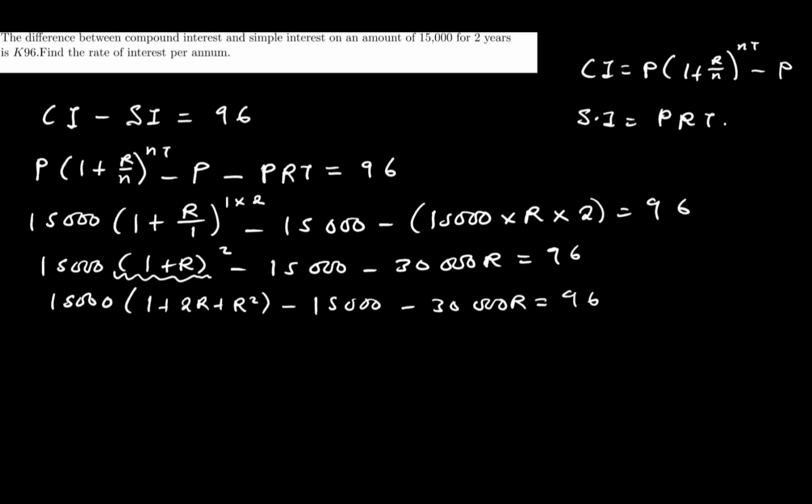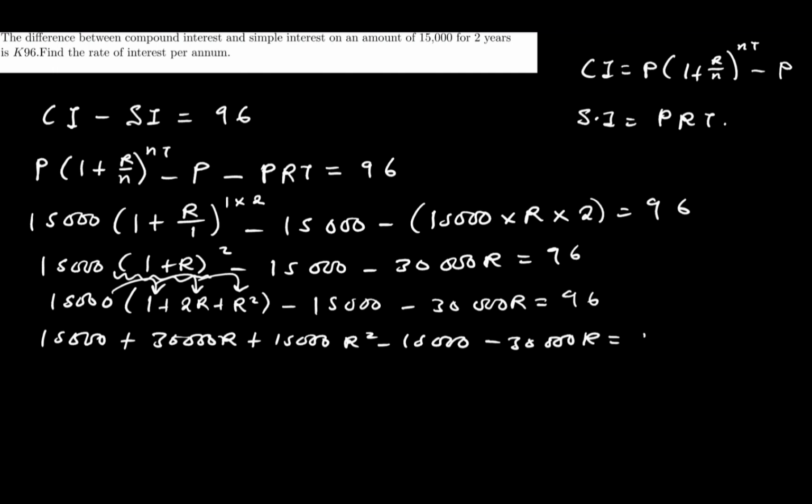If we expand this value to every value within the parentheses, we have 15,000, then plus 30,000 R, then plus 15,000 R squared minus 15,000 minus 30,000 R being equal to 96. So this 30,000 R will cancel out with that 30,000 R. This 15,000 will cancel out with that 15,000. And we just remain with 15,000 R squared being equal to 96. You can divide both ends.